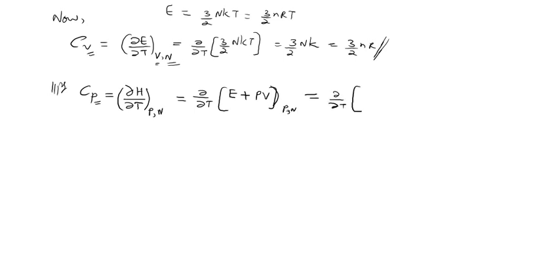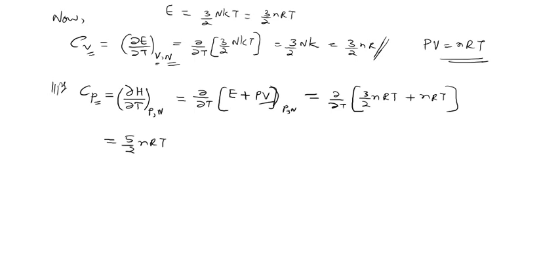What is E? E is equal to 3/2 nRT, or 3/2 NkT. I'm using one of them, there is no problem. With respect to temperature, 3/2 nRT plus, since we have already established PV equals nRT, I can write nRT for the second term. So finally this is equal to 3/2 nRT plus nRT, which is 5/2 nRT.